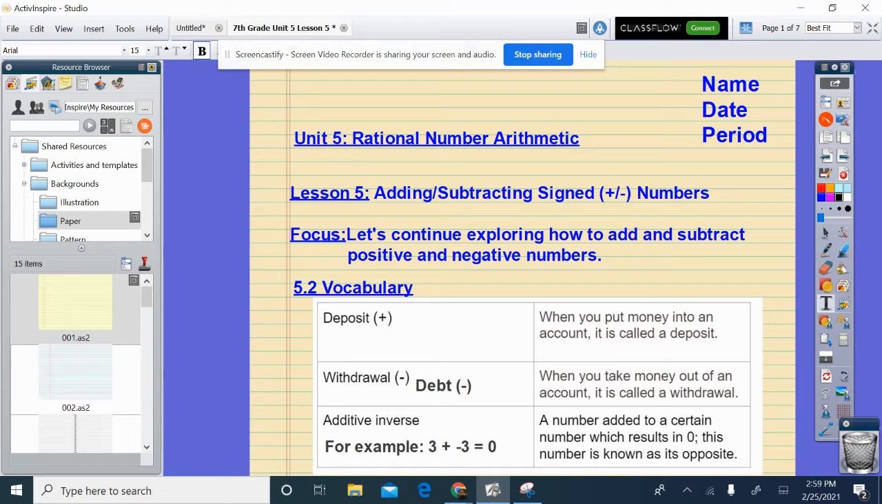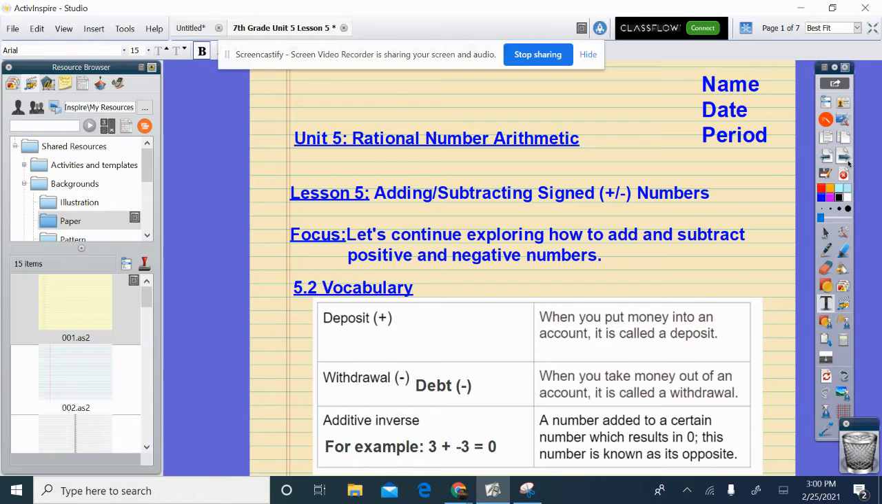Deposit is when you put money into an account. It's called a deposit. It's a positive amount. And a withdrawal is when you take money out of an account. Now, a debt is when you borrow money. And a lot of you might be familiar with that term. Maybe your parents have car loans or a mortgage on the home or credit card payments. Those are all debt, and that's considered a negative. Additive inverse is what we've been talking about before: a number added to a certain number which results in zero. This number is known as its opposite. The example I gave there is a positive 3 plus a negative 3 would equal 0.